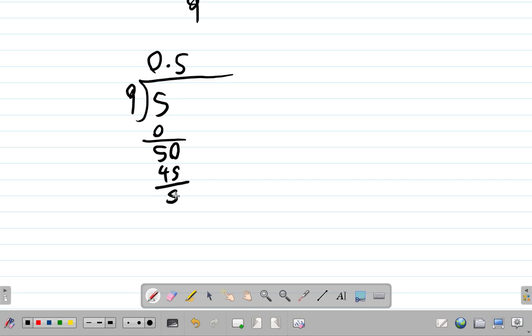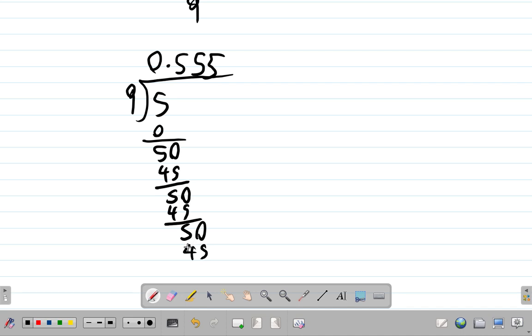9 into 5. Right? No, you multiply by 10. 9 into 50 is 5. 5 9s are 45. 50 minus 45 are 5. Multiply by 10. 9 into 50, 5 times. 5 9s are 45. And then you say, but wait, now the same thing may have to go over and over again.